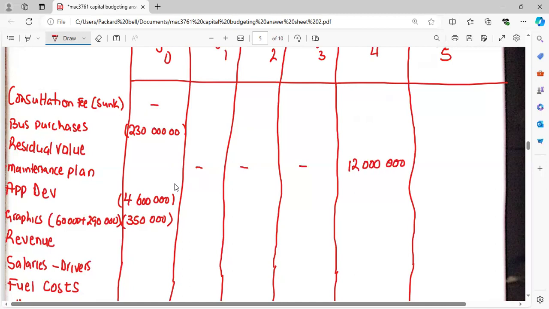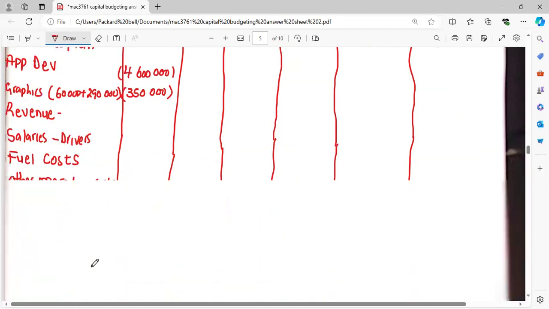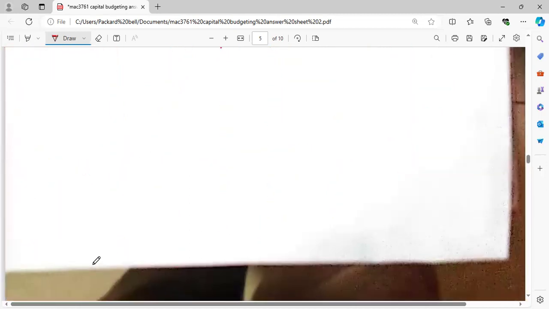Then residual value, so this one is an expenditure, and the residual value is income, the 30 million. Then what else? The app development is given. Then we need to calculate the revenue. Let's go to the question and see how we determine the revenue.